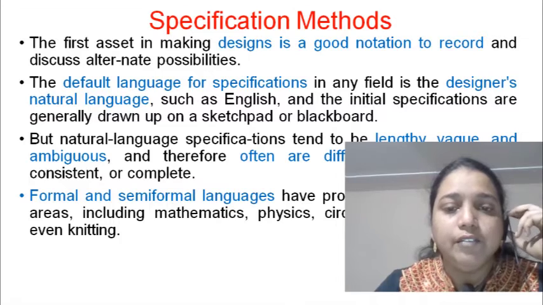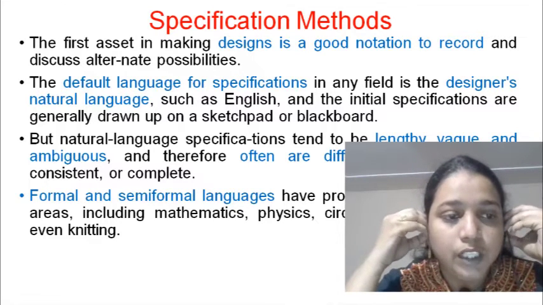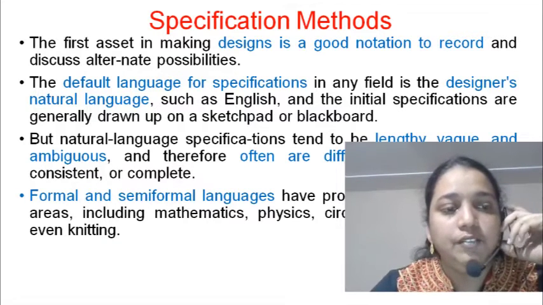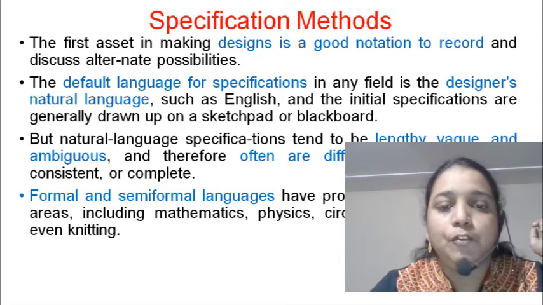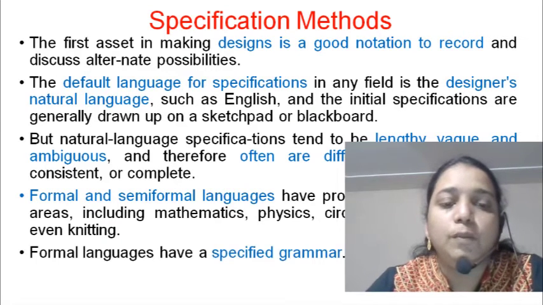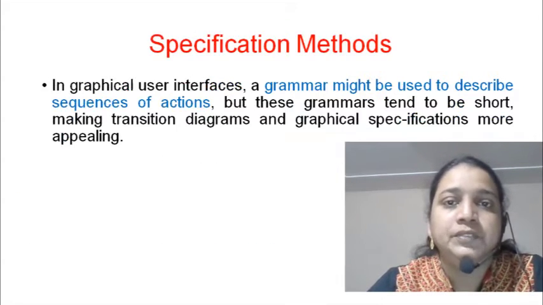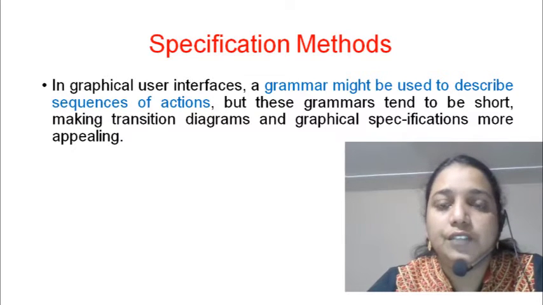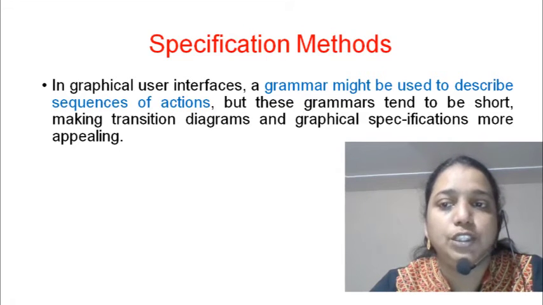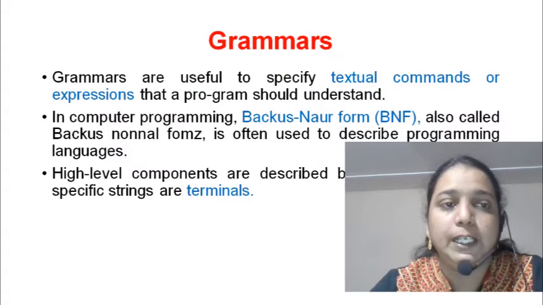Formal and semi-formal languages have proved their value in many areas including mathematics, physics, circuit design, music and even knitting. So, formal languages have specified grammar. In a graphical user interface, a grammar might be used to describe sequences of actions, but these grammars tend to be short, making transition diagrams and graphical specifications more appealing.